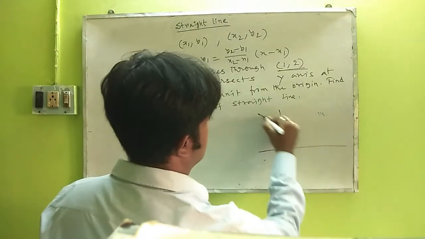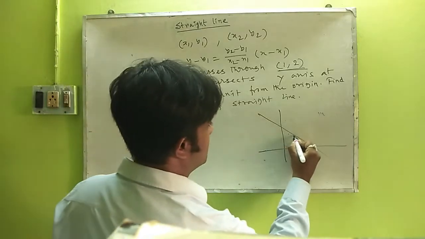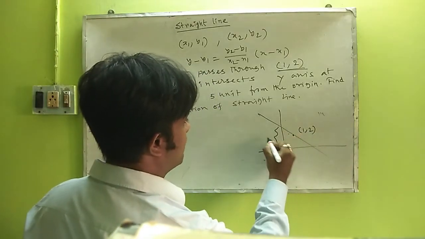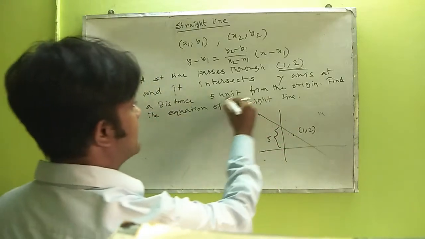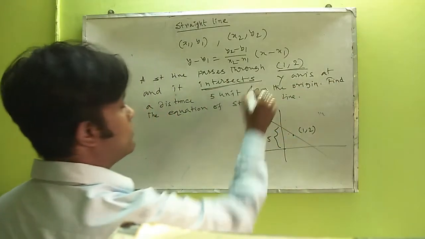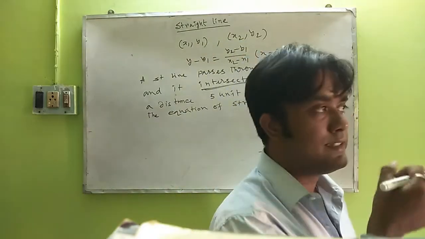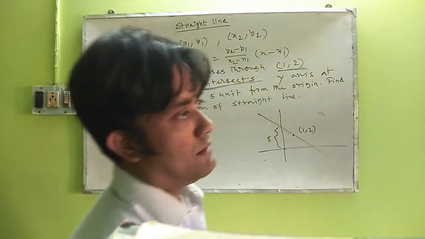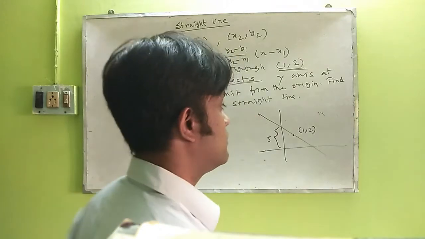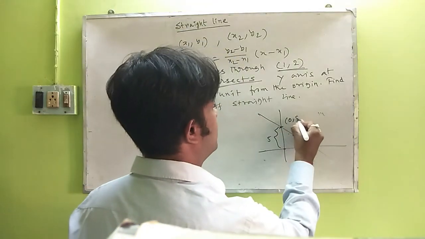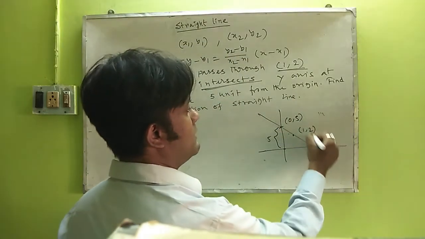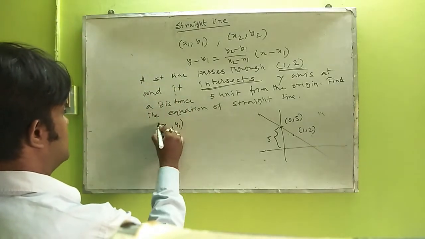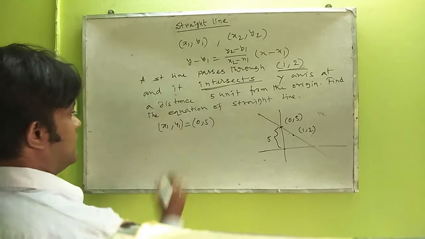That is, if this point is 1, 2 and its distance from the origin is 5 and it intersects the y-axis, we know that on the y-axis any point has abscissa 0. So this point will be 0, 5. So this is x1, y1 and this is x2, y2. So here x1, y1 is equal to 0, 5.